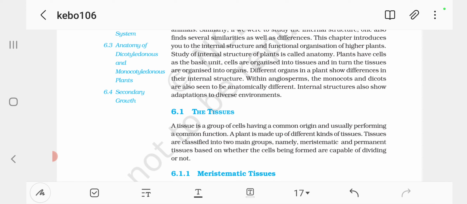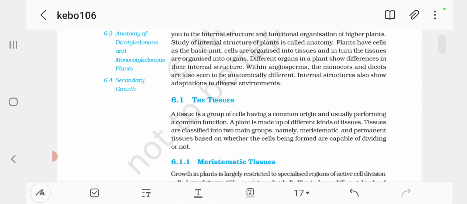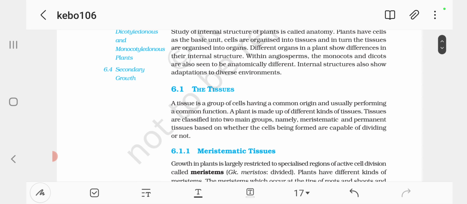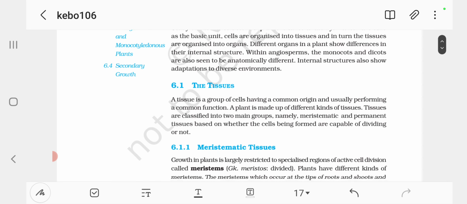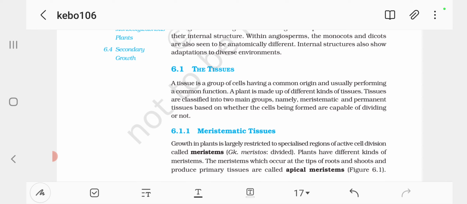Study of internal structures of plants is called anatomy. Plants have the cell as the basic unit. Cells are organized into tissues, and in turn the tissues are organized into organs. Different organs in a plant show differences in their internal structure. Within angiosperms, the monocots and dicots are also seen to be anatomically different. Internal structures also show adaptations to diverse environments.